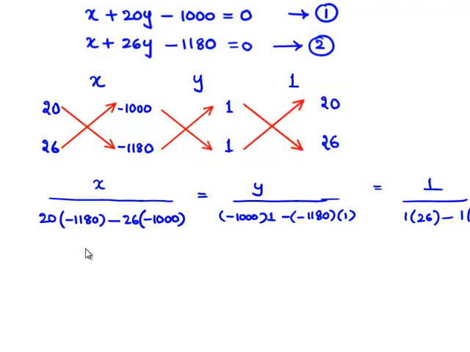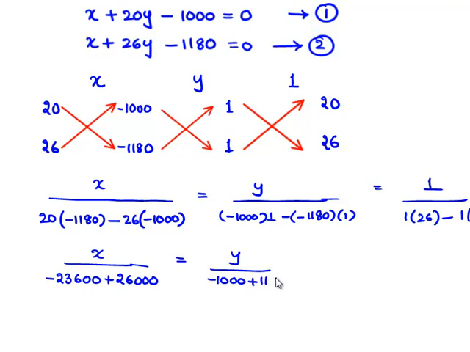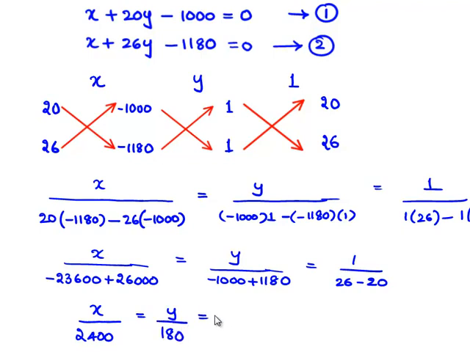Now this becomes X divided by, so this value becomes minus 23,600. So minus of minus is plus. This becomes 26,000. This is equal to Y divided by minus 1000 plus 1180 is equal to 1 divided by 26 minus 20. So we'll be getting X divided by 2400 is equal to Y divided by 180 is equal to 1 divided by 6.